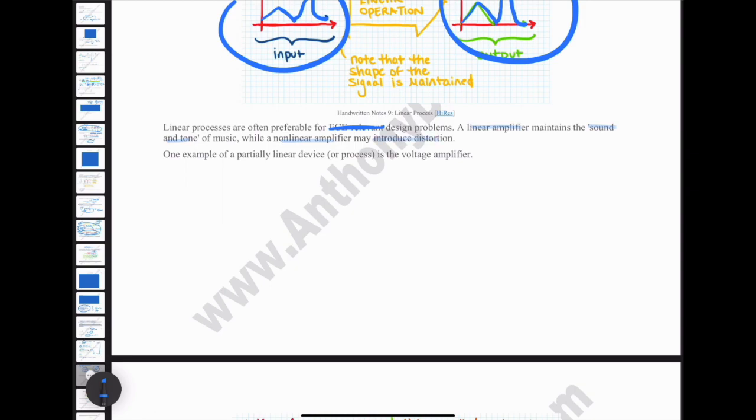I think the music example is a good one, because for a song, it still sounds like a song if it's louder. It still sounds like a song if it's softer. It still sounds like a song if you start it later or start it earlier. But it's the shape of those waves that determines how the song sounds. And that's what a linear process maintains.